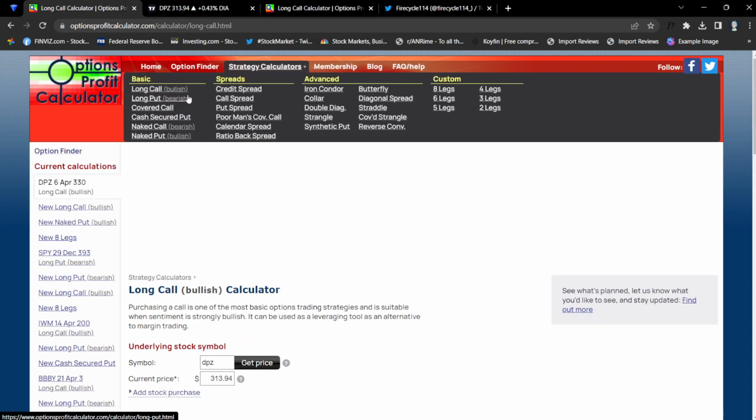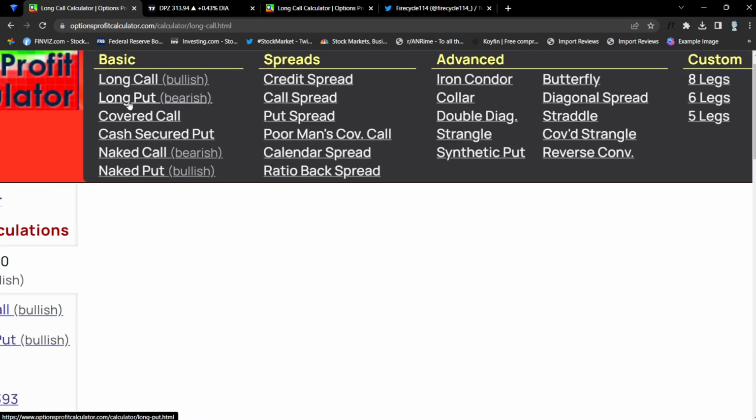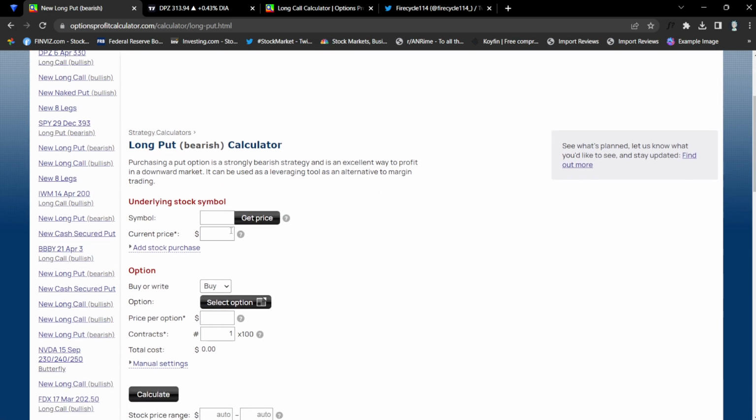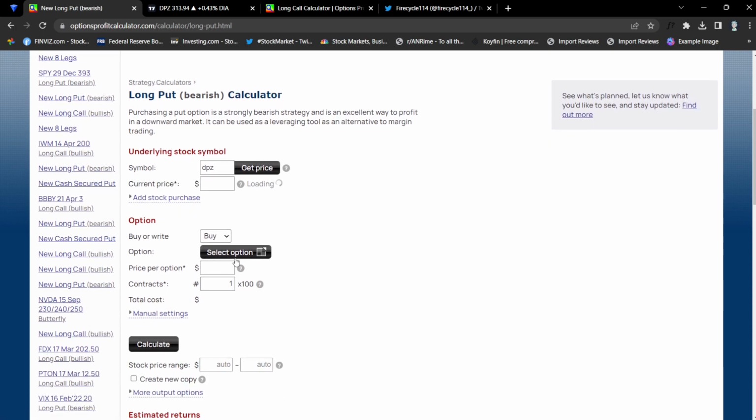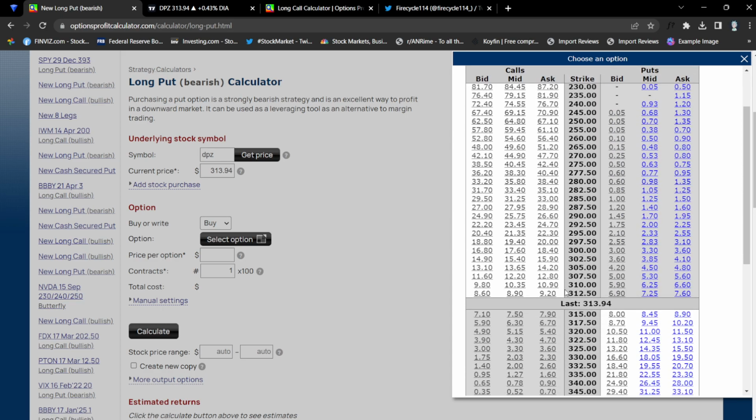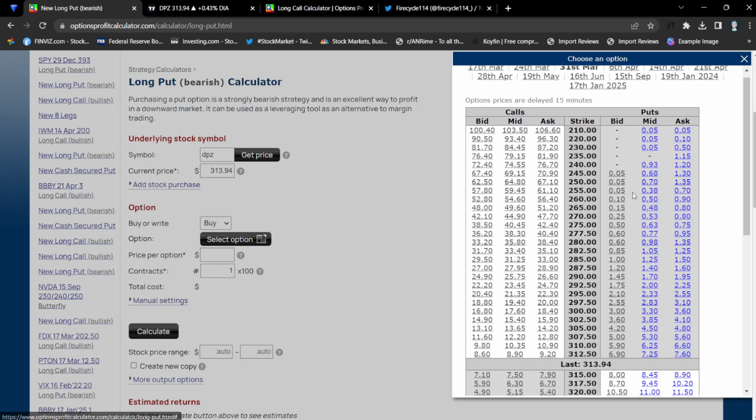I'll give you guys a quick example on a put, so you guys can go back to the main website and click a long put. So you are grabbing just a regular put, and you could click DPZ or whatever stock that you are looking at, and then you could click the select option once it finishes loading. And once it finishes loading, again, the first thing you do is the expiration, what expiration that you are looking at, and then the contract for the puts.